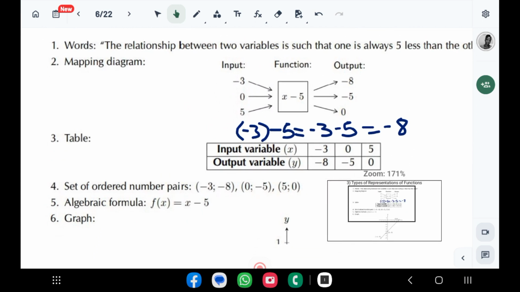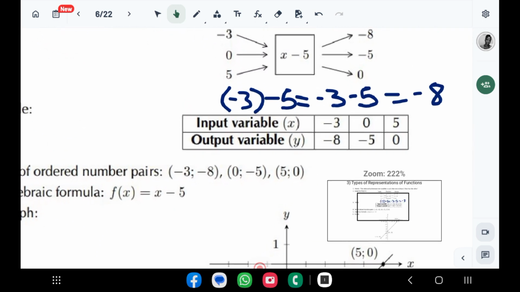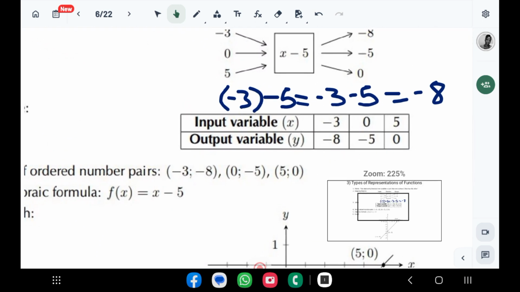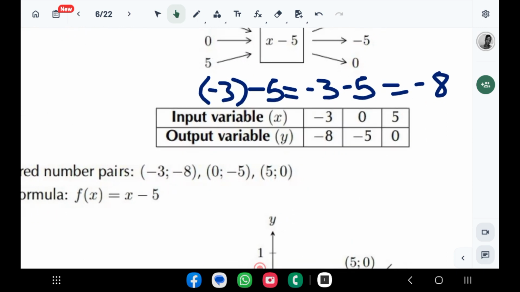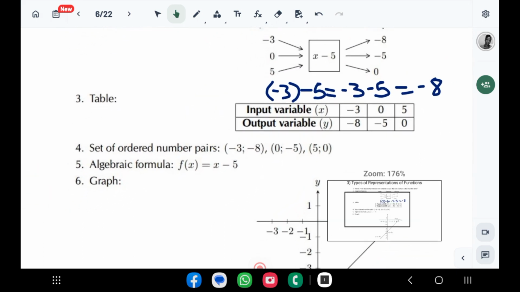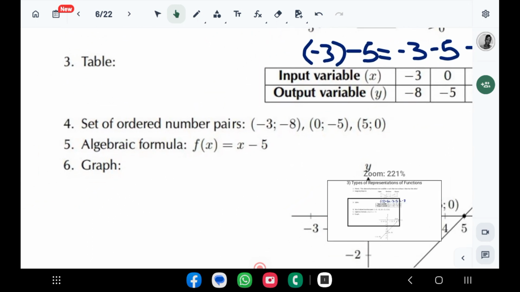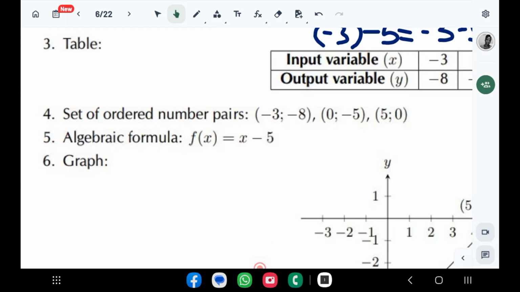Now here's another representation. It's a table. That's another representation of a function. You've got your input values at the top, and then you've got your output values at the bottom. You can also use a set of ordered number pairs. There, -3 goes with -8, 0 goes with -5, and 5 goes with 0.